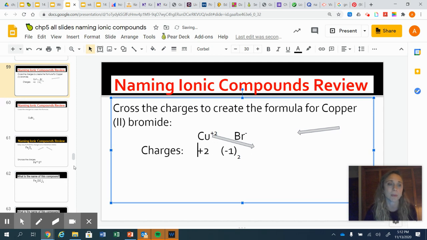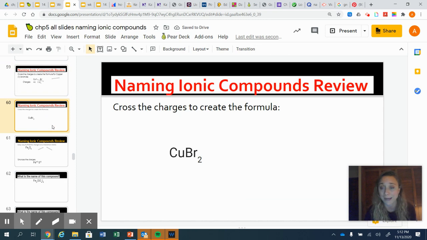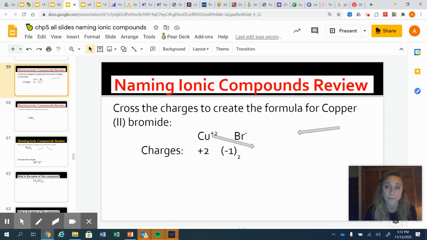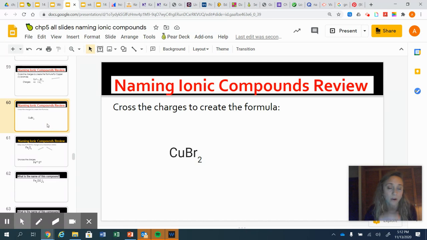Put the 2 on the bromine, or the bromide, so it becomes copper 2 bromide, right? Because we had a +2 on the copper, right? All right, so it works to cross the charges. Some people say drop and swap, so you have to drop them and swap them. But it also works the other way.